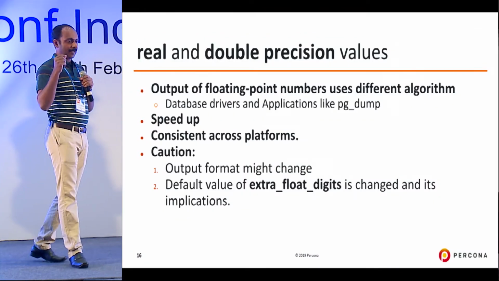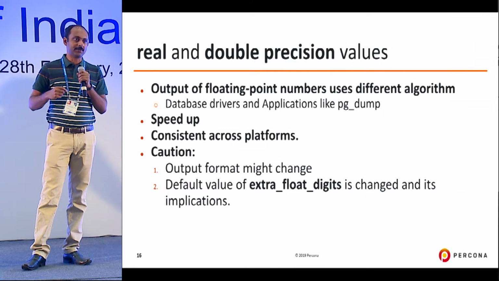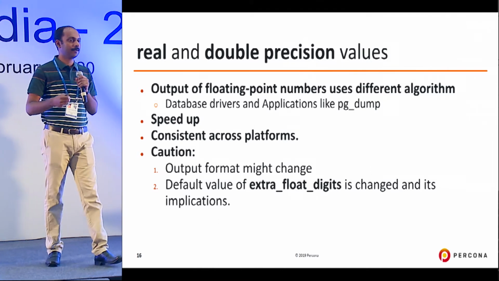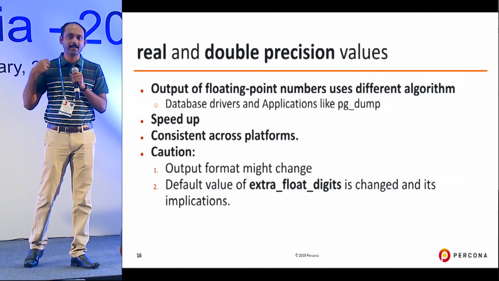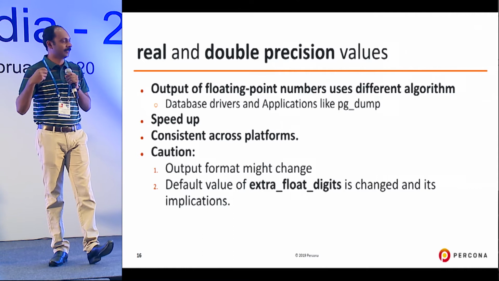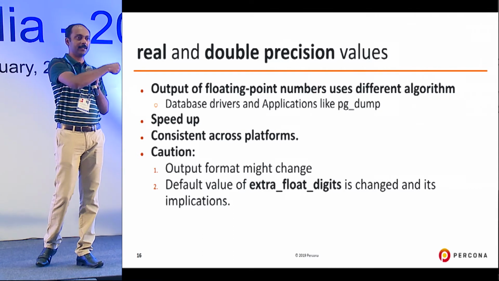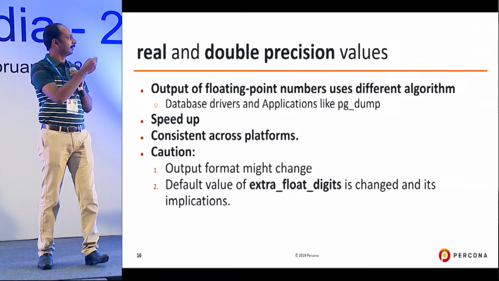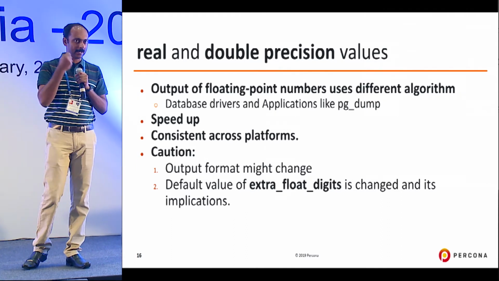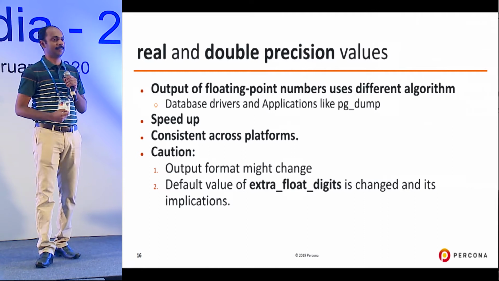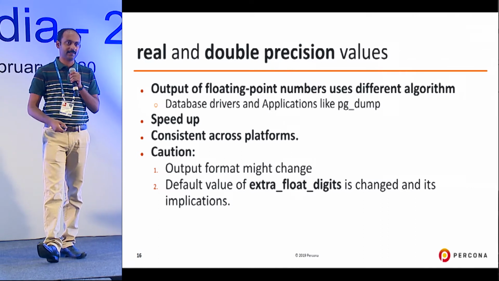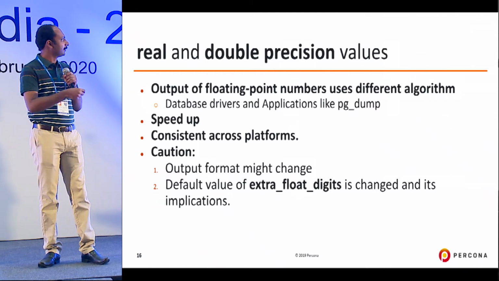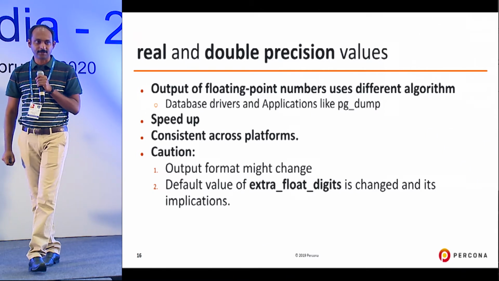So there are changes in the internal algorithms also. Postgres is a big community, and all improvements happening across the world in terms of the algorithms are being incorporated into Postgres. So now the output algorithm is changed for the real and double data types. So it is fast and efficient, and it is consistent across platforms.